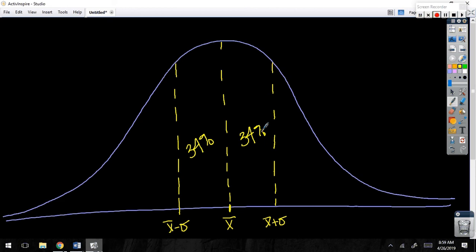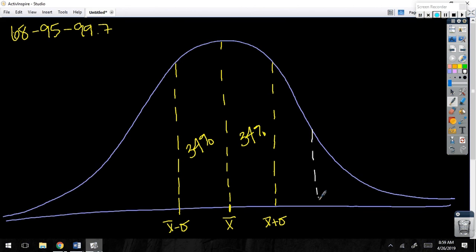Okay. I always remember as I'm doing this 68, 95, 99.7. That's called the empirical rule. I call them magic numbers. This won't be that difficult.